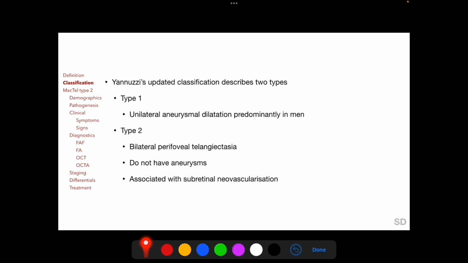Yannuzzi et al. updated the classification system of macular telangiectasia and described type 1 macular telangiectasia as a unilateral disorder presenting with aneurysmal dilatations of juxtafoveal capillaries, and type 2 macular telangiectasia as a bilateral disorder which does not show visible aneurysms. In the remainder of this session, we'll be discussing type 2 macular telangiectasia, which is the most common among this relatively rare group of disorders called macular telangiectasia.